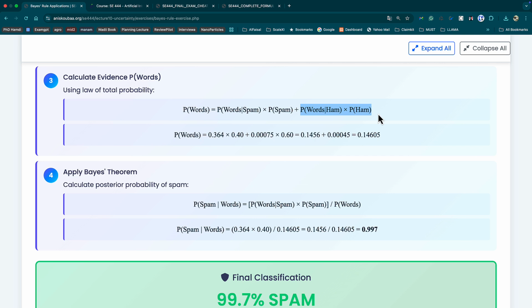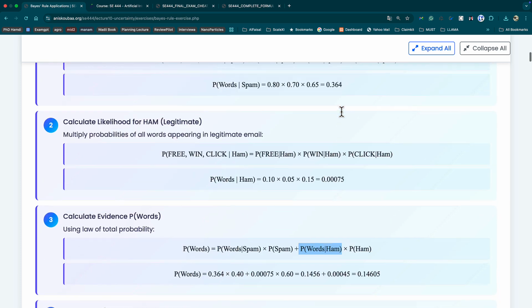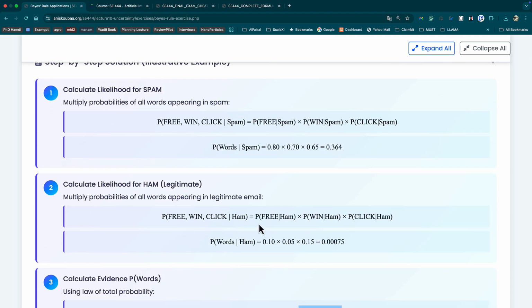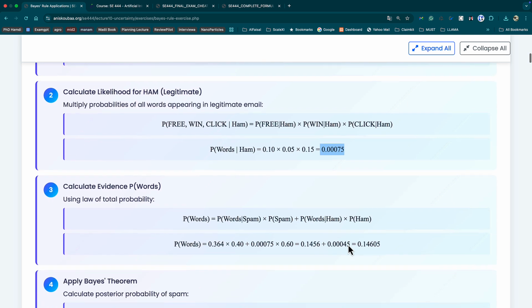Okay. Now, we already calculated this, right? So we already calculated this, but we didn't calculate this. So how can we calculate it? In the same way, what changes is that now I take from this column. Okay? So the probability of all these words given ham, the same thing, it's the product of all probabilities. That's going to give me this number.